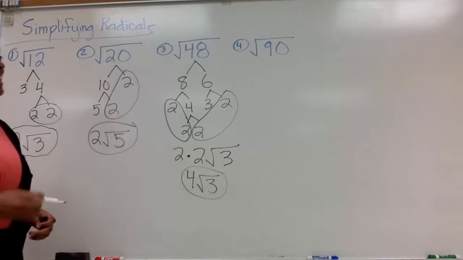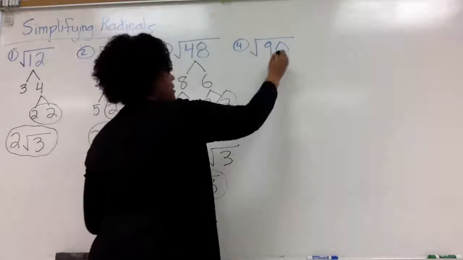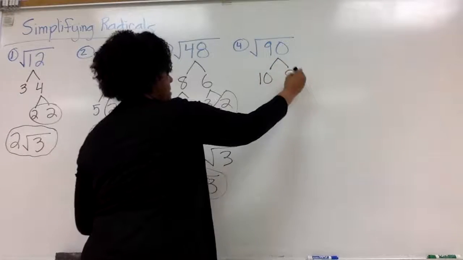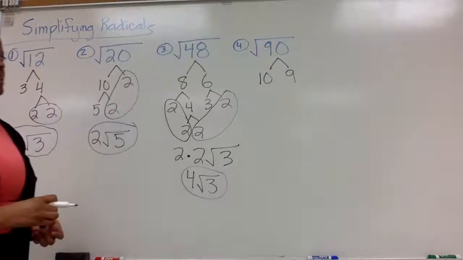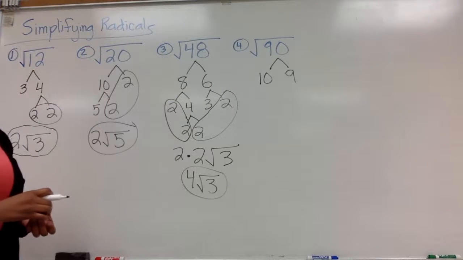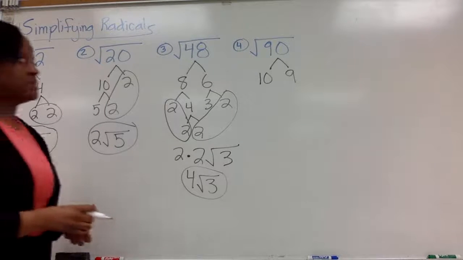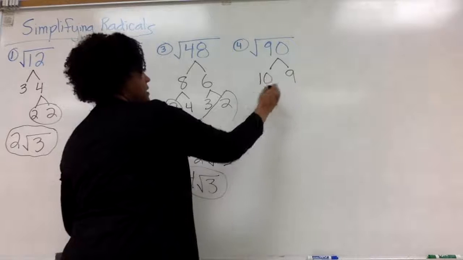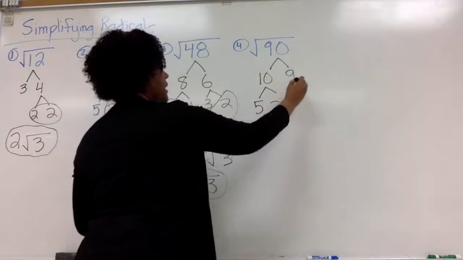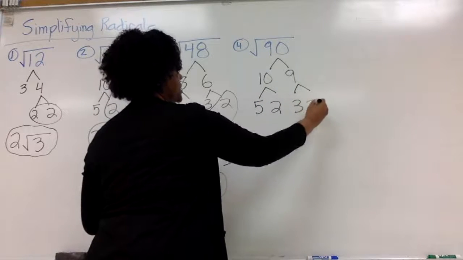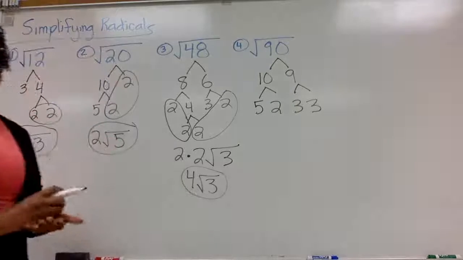All right, let's take a look at 90. Probably 10 and 9 would be the easiest thing to start with, and probably the thing that pops into your brain the most often. You can do 45 and 2 if you want to. 10 is going to give me 5 and 2, and 9 is going to give me 3 and 3. Prime numbers.